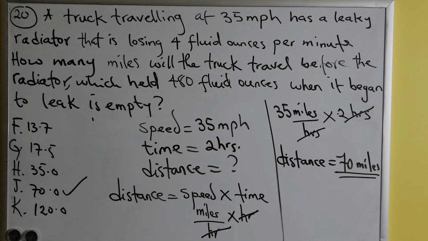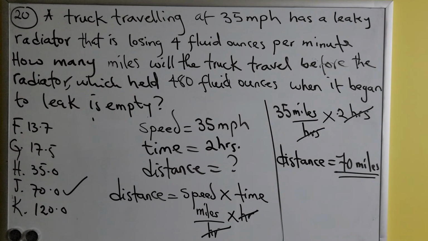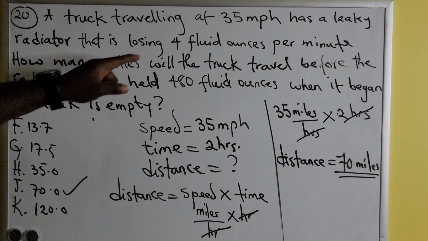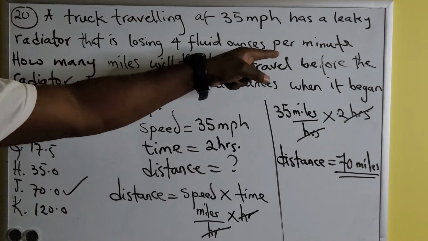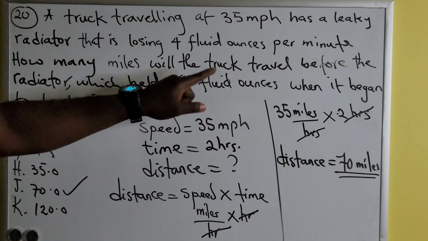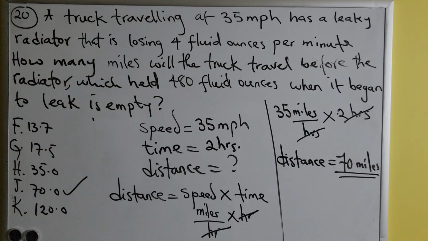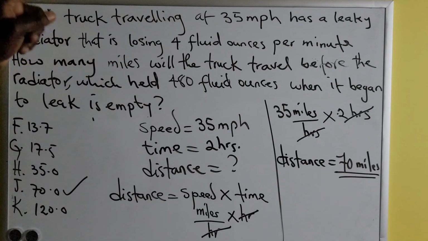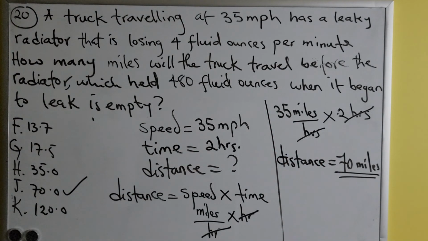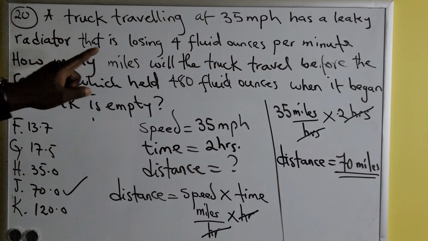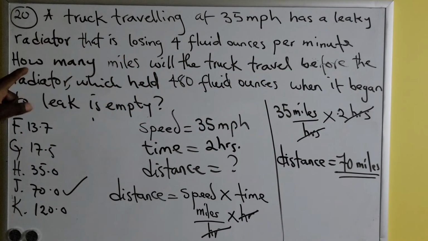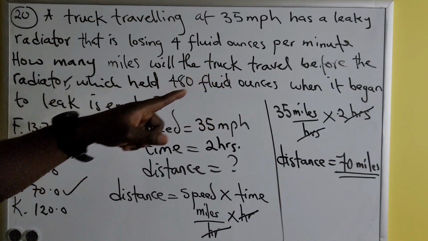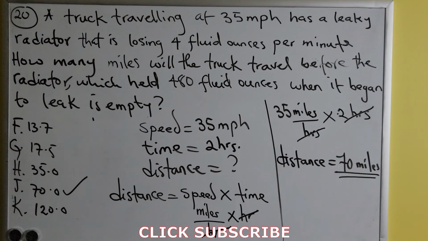So what that tells you is, if that truck is traveling at 35 miles per hour and the fluid is leaking at 4 fluid ounces per minute, and you have 480 fluid ounces in the radiator, in 2 hours your radiator is going to be empty of fluid, and in that 2 hours, this truck will only be able to travel 70 miles. And that's what they're asking. How many miles would the truck travel before the radiator, which had 480 fluid ounces when it began to leak, will be empty? So that's what they're asking. So this is your answer.